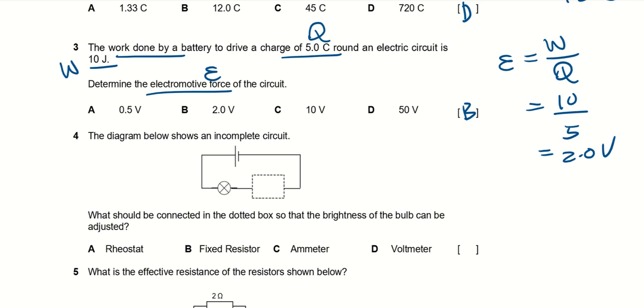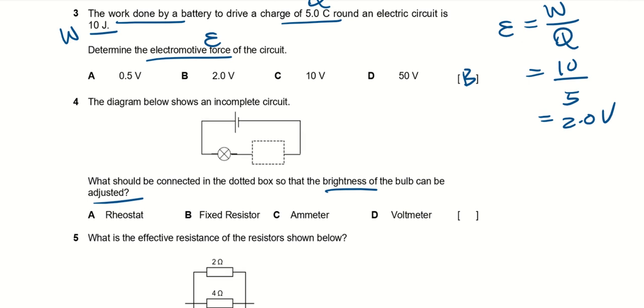Now question 4, the diagram shows an incomplete circuit. What should be connected in the dotted box so that the brightness of the bulb can be adjusted? The answer will be rheostat, because what is a rheostat? It is a variable resistor. So what's the function of the rheostat? Being a variable resistor, we are able to control the amount of resistance, right?